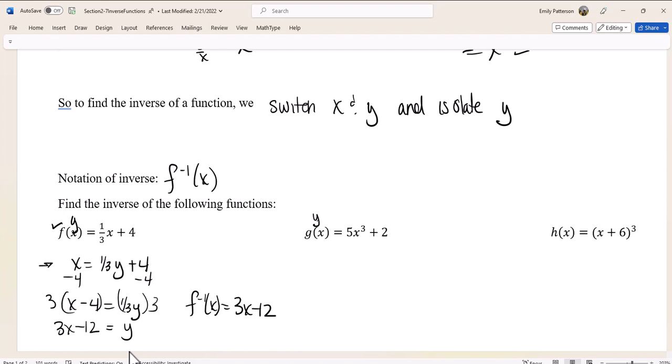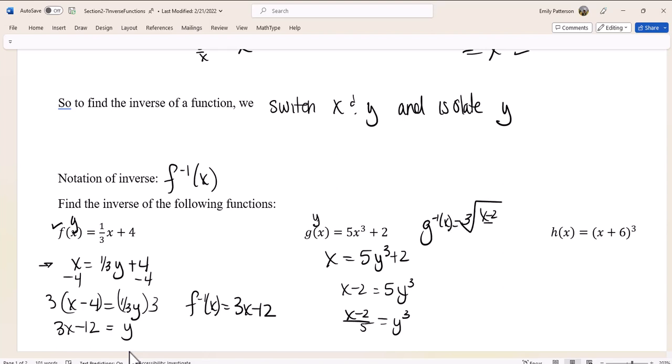Remember, g of x, whatever the function notation represents y. So now I have x is equal to 5y cubed plus 2, we switched x and y. So subtracting 2, dividing by 5, so I've got x minus 2 over 5 is equal to y cubed. And then, of course, we're going to take the cubed root of both sides. So what I have is now g to the negative 1 of x is equal to the cubed root of x minus 2 over 5.